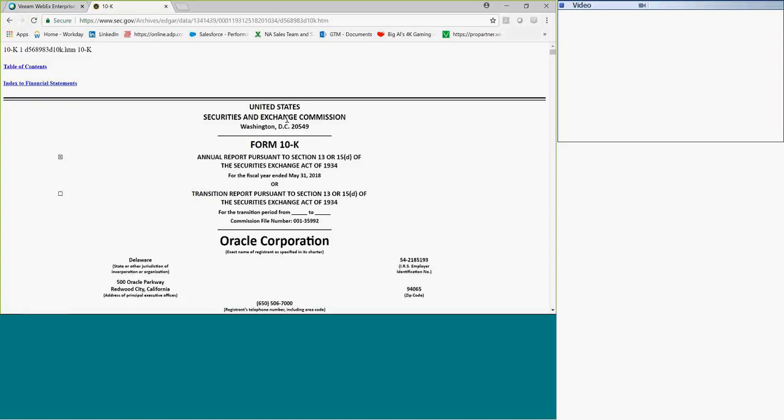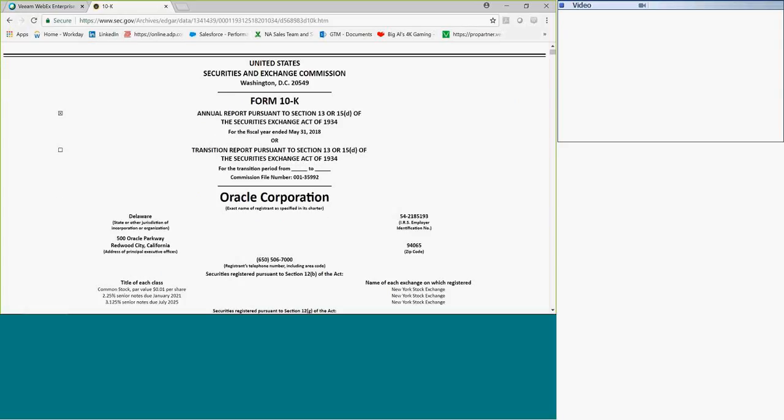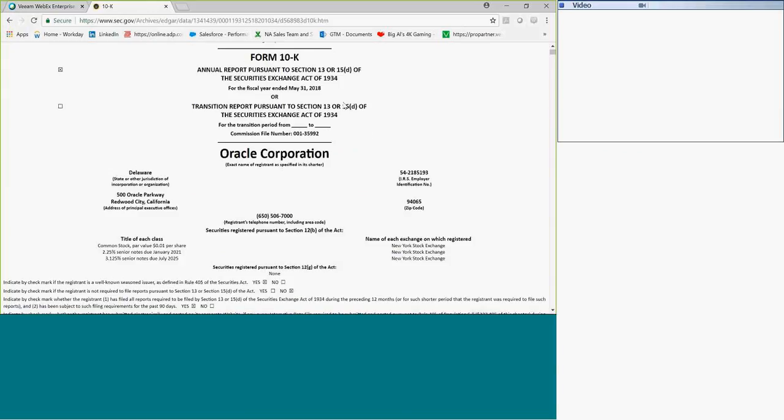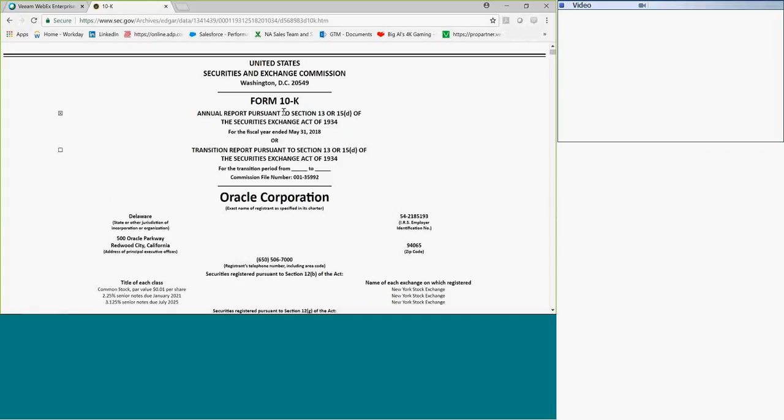So this is just chock full of information. I'm not going to go through everything because this thing's probably like 7 million pages long, but there are some things that we're going to hit that are interesting, right? So let's take a look at this. Pursuant to the Securities Exchange Act, right?